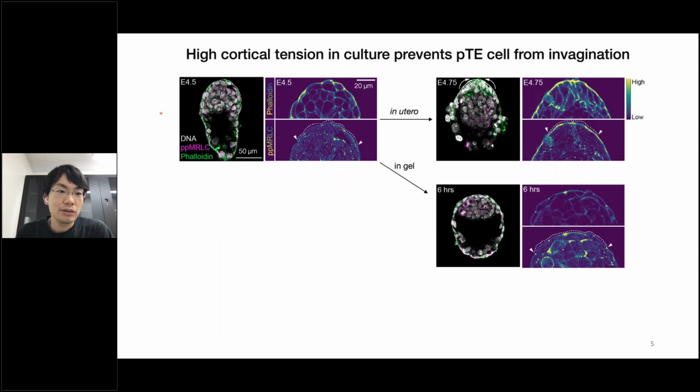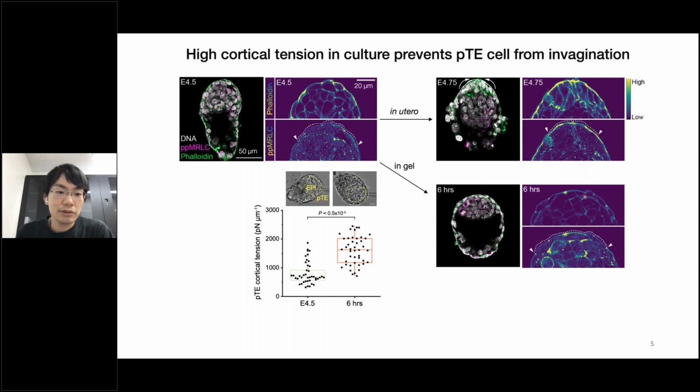Then we carefully looked into the polar trophectoderm cells by doing immunostaining against actin and also phosphorylated myosin regulatory light chain. It revealed that the actin as well as phosphorylated myosin are strongly accumulated at the apical cortex in the in utero developed embryos, while they are only localized at the cell-cell junction in the cultured embryos. So this suggests that higher cortical tension is applied to the outer trophectoderm cell layer, stretching them and maintaining them in a single cell layer.